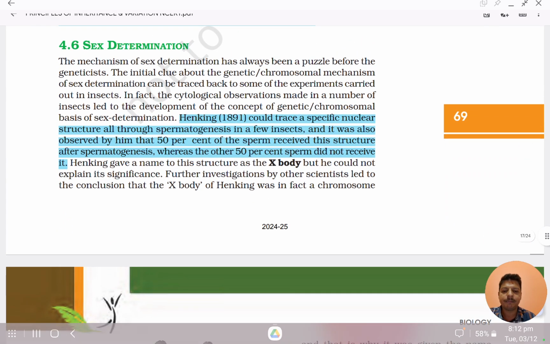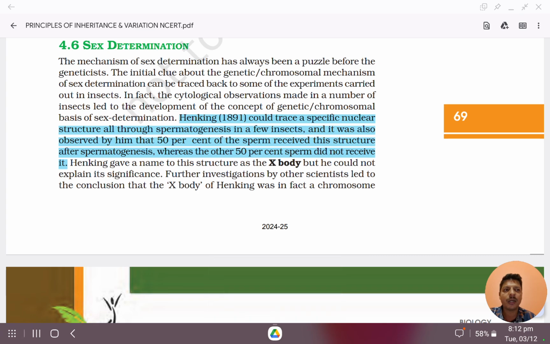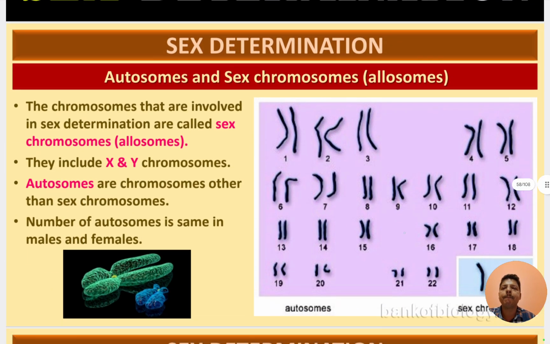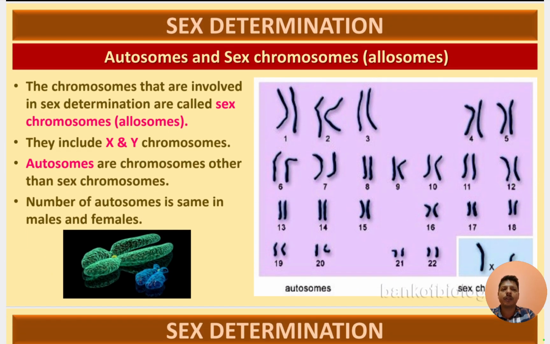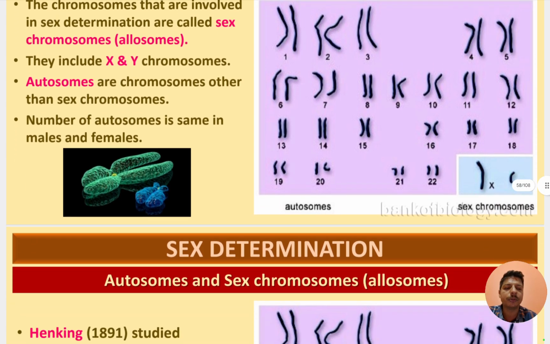Next is sex determination. Let's see what the PDF says here. Autosomes and sex chromosomes or allosomes. The chromosomes that are involved in sex determination are called sex chromosomes or allosomes. They include X and Y chromosomes. Autosomes are chromosomes other than sex chromosomes. The number of autosomes is the same in male and female. As you can see, 1 to 22 are autosomes, and only one pair is the sex chromosomes, X and Y.